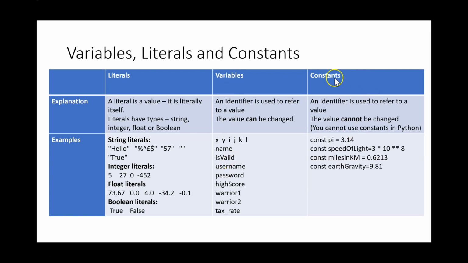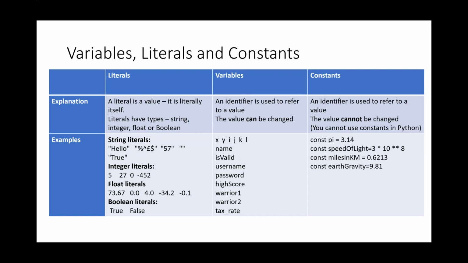Then, lastly, we have constants. Now, you can't actually use constants in Python, which is a bit of a bind, but they do exist in many other programming languages. In Python, the convention is if you want to use something as a constant, you would put the name in uppercase. So you'd use an uppercase variable. But essentially, a constant is used to refer to a value in exactly the same way as a variable is, but that value cannot be changed after it's first set in the program.